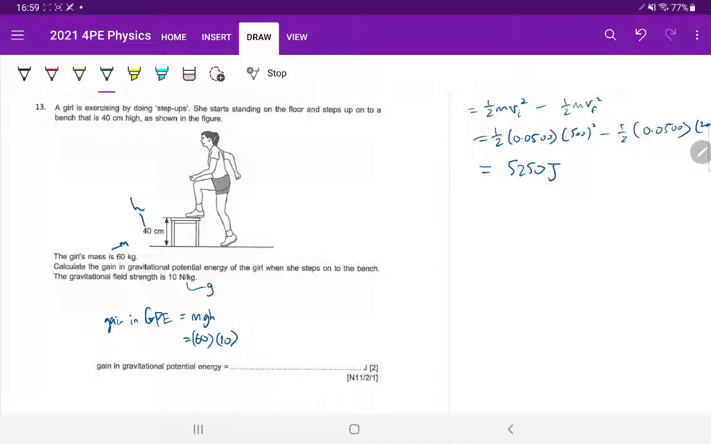Alright, h is 40 cm, but when you use formulas, you need to use SI units in order to get the unit of joules. So 40 cm must first be converted to meters. So this is the part where you have to be careful when you're making your calculations using formulas. Make sure you're using SI units. Alright, so this should give you 240 joules. Okay.